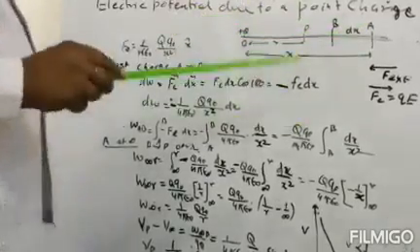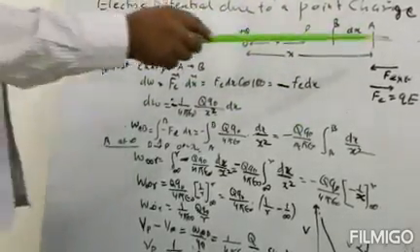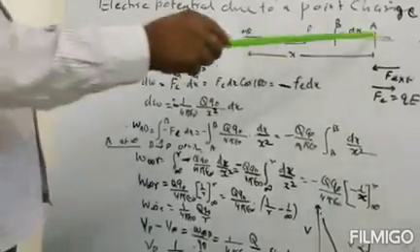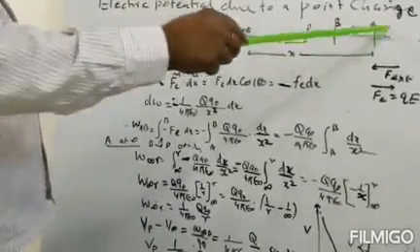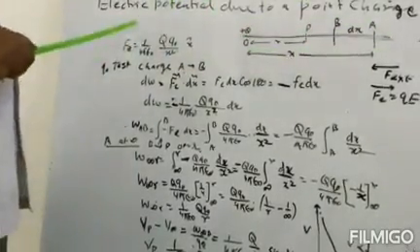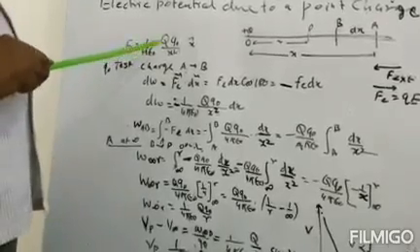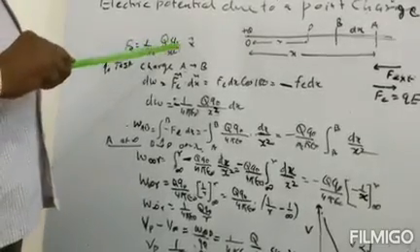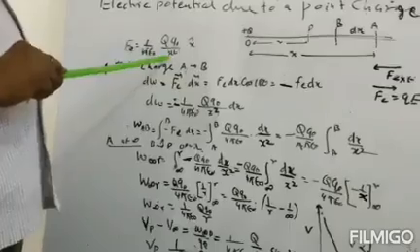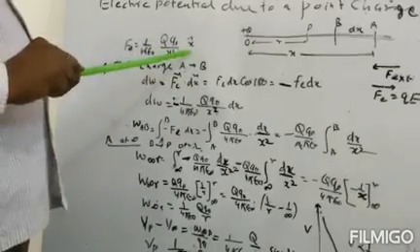Now we know that the electrical force at a point X, which is OA, will be equal to 1/4 pi epsilon 0 into capital Q into Q0 divided by X square, and its direction is along F.